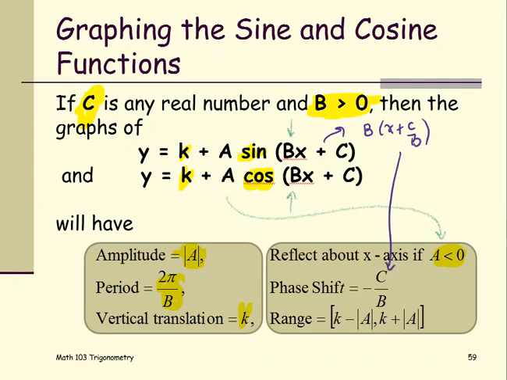The range comes from the basic graph, which is from negative a to positive a, but it has a translation of k units in the vertical direction. So you add k to both the max and min of the basic range of the graph. That is why the range has the left end k minus the absolute value of a and the right end k plus the absolute value of a.